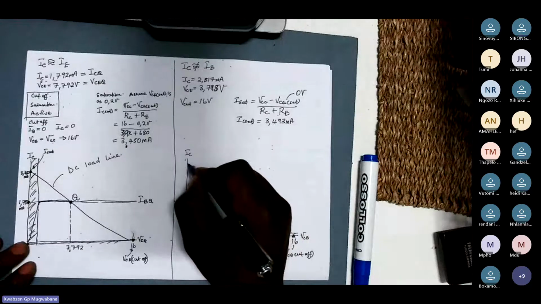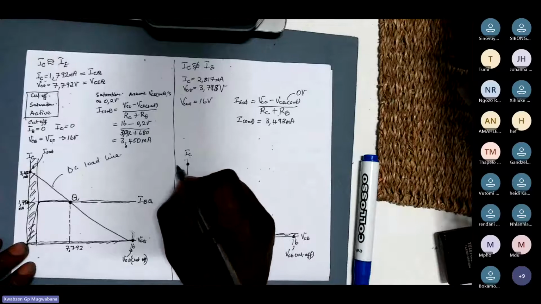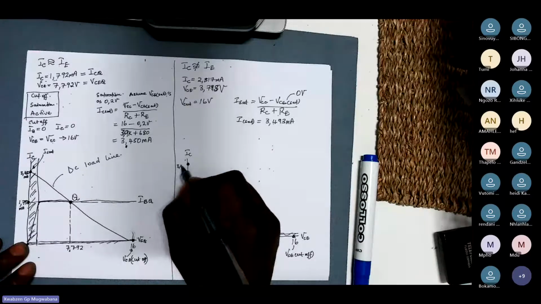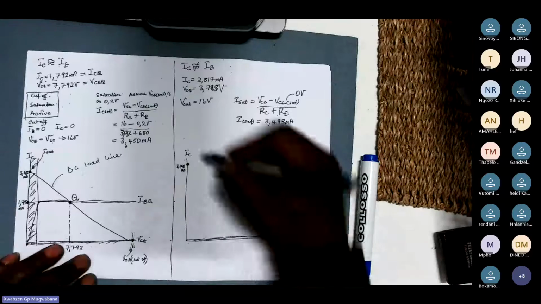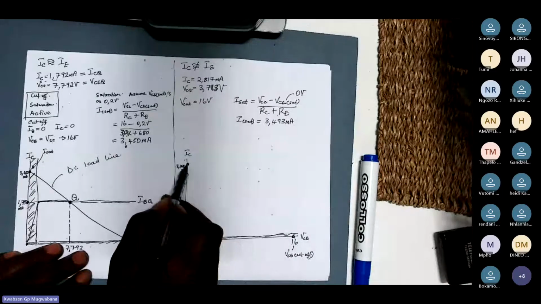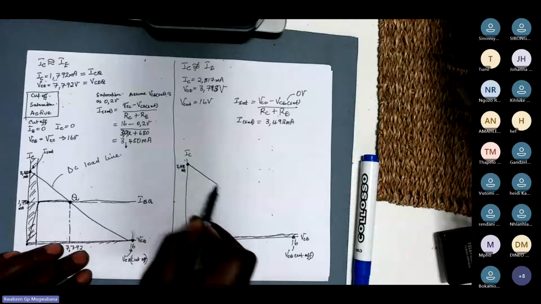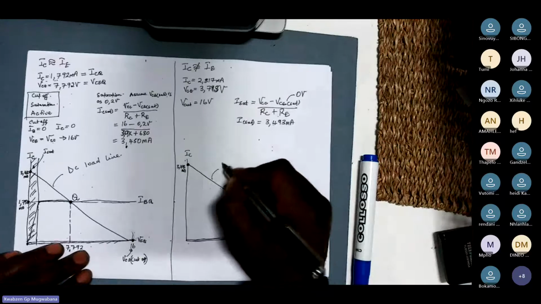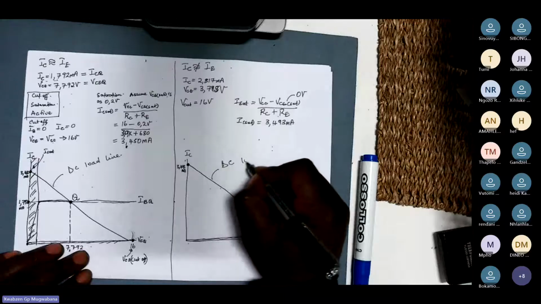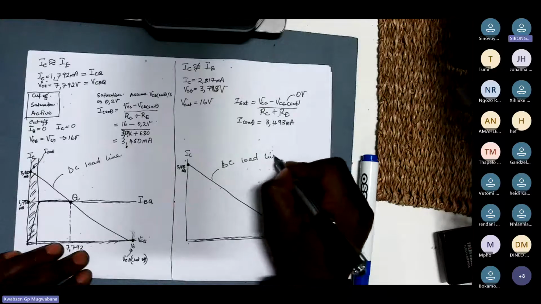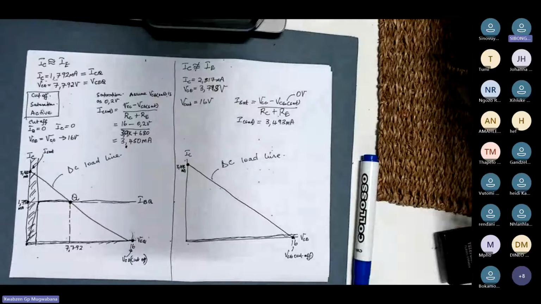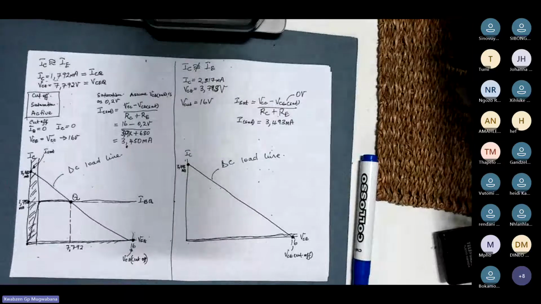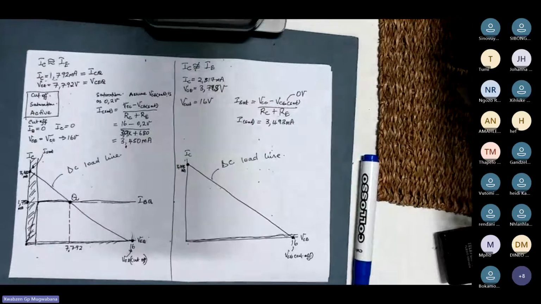Which means somewhere there, I will say this is 3,493 milliamps. Then I join the 2 points, which are your saturation and your cutoff region. What have I determined? My DC load line. Now, after I determine my DC load line, I go and check what my I set is.